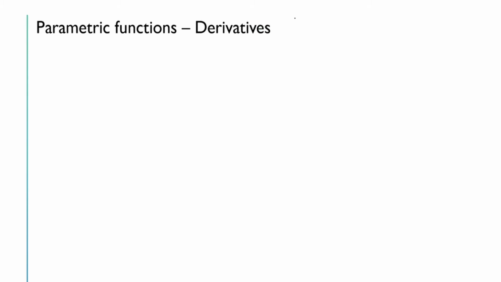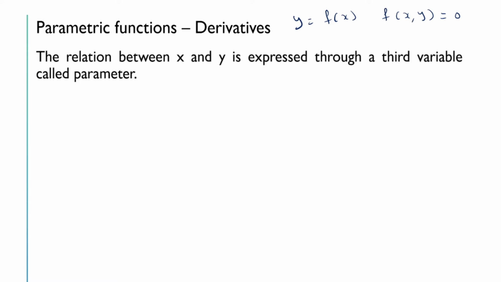We have seen that when we are able to express y as a function of x, then those functions are called explicit functions. On the other hand, if we have functions of the form f of x comma y equal to 0, then those functions are called implicit functions. When the relation between x and y is expressed through a third variable, then those functions are called parametric functions, and the third variable is called the parameter.